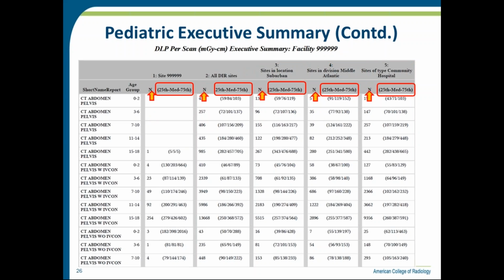N's are the number of exams, and whenever you take a look at your percentiles, please also take a look at the N's, because it is very important. It doesn't matter whether you did 1,000 exams or one exam. If you just did one exam and your median is higher than median DIR, then it is very different than if you did 1,000 exams and still your median is very high compared to DIR values. So take a look at those. You can see the CT abdomen pelvis with IV contrast and the 5 age groups.